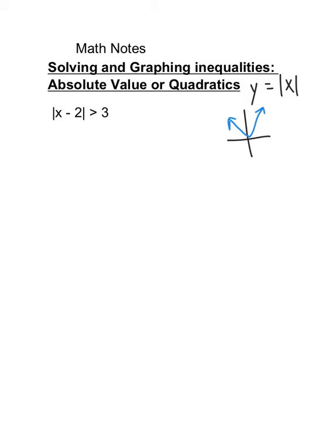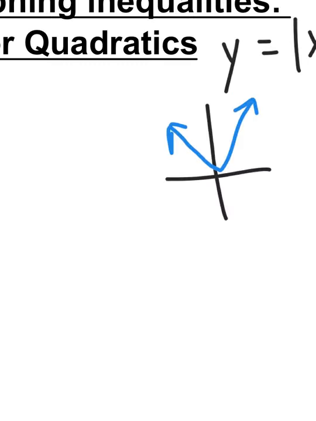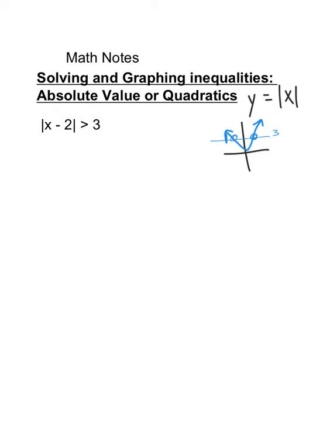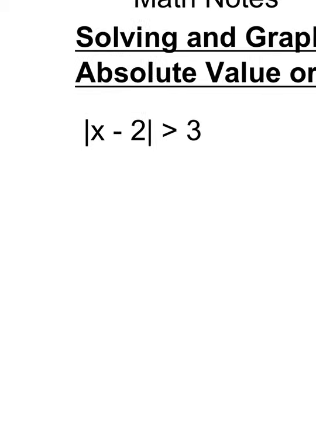The reason this graph matters is when we're solving inequalities, we're going to end up with two different positions where the height of the graph could be, for example, 3. We won't just have one answer when we solve absolute value problems. So let's look at our exact problem. Pretend it's an equal sign for now. Absolute value of x minus 2 is equal to 3.